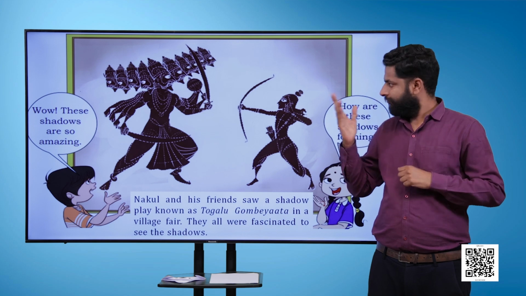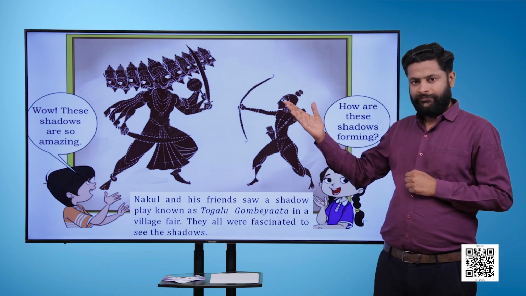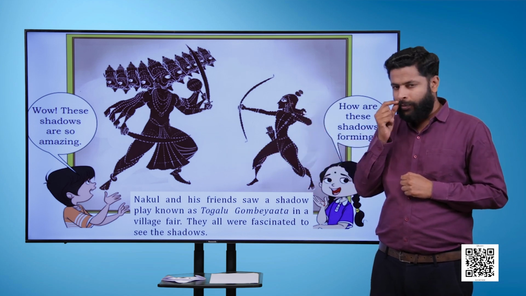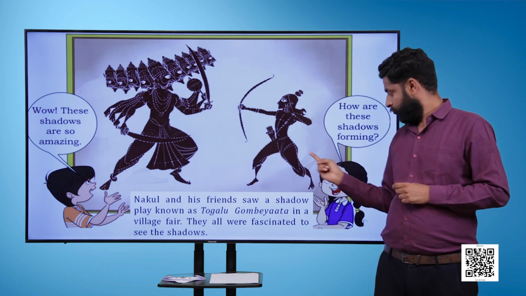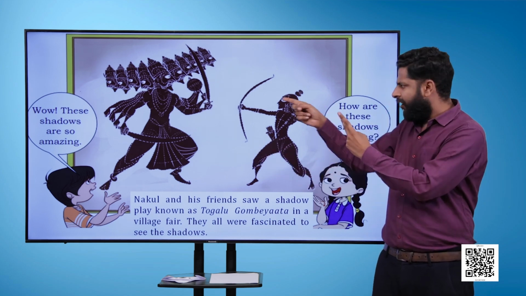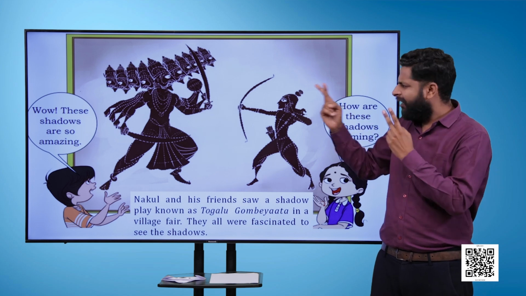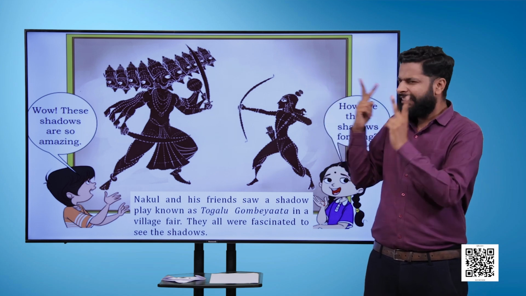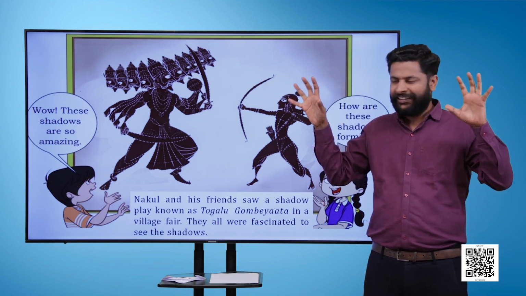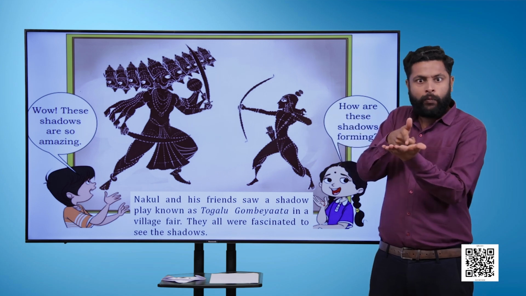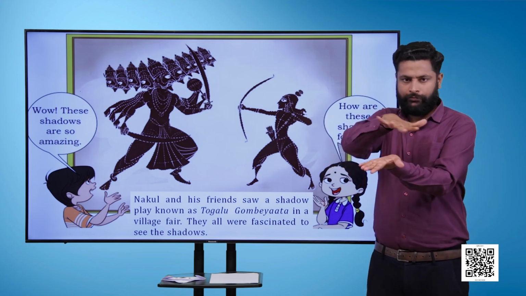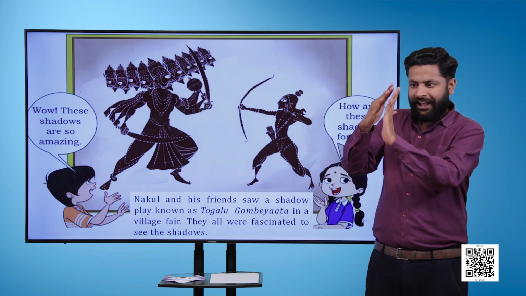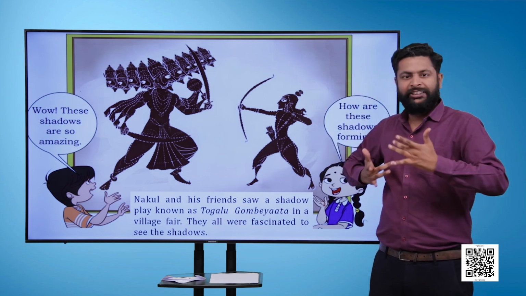Now, we have an image here where a boy and girl is watching shadow play. The image depicts fight between Lord Ram and Ravan. Nakul and his friends saw a shadow play known as Togalu Gombayatta in a village fair. They all were fascinated to see the shadows.